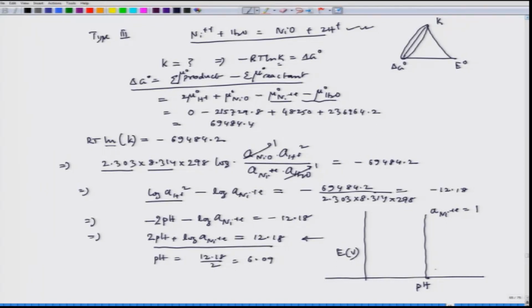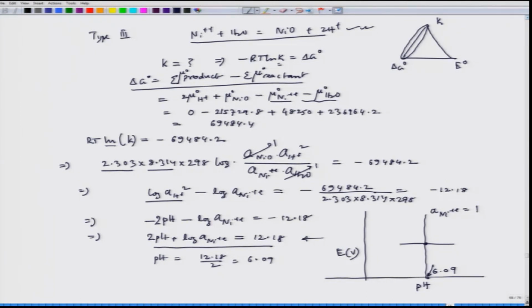So, this pH would be 6.09. This is the point. Now, here we can definitely say which side is nickel plus plus and which side is nickel oxide, because this is the reaction which is the equilibrium between nickel plus plus and NiO. So, if we draw a parallel line to the pH axis, this is the pH where the system has reached equilibrium.